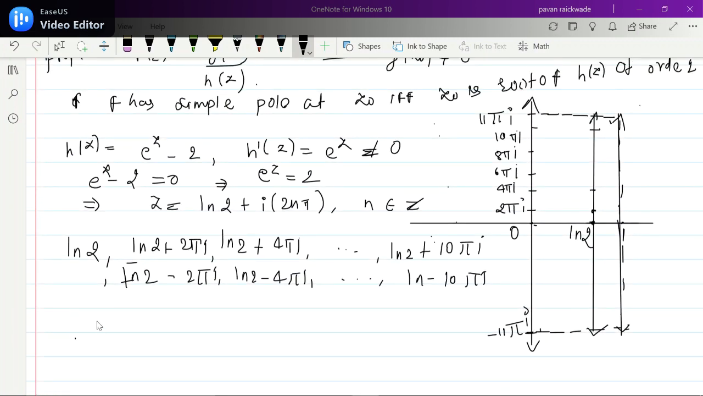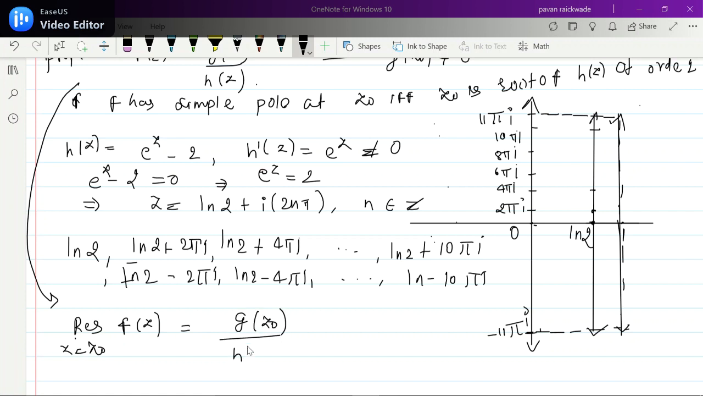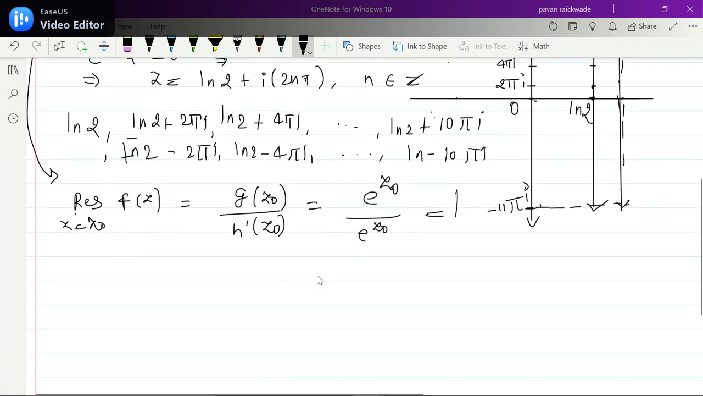The continuation of this theorem says the residue of f(z) at the point z = z0, where z0 is the root of the denominator, is simply g at z0 upon h' at z0. In our case, g at z0 is e^z0, and the derivative of the denominator is simply e^z. So again it is e^z0, which is simply 1.